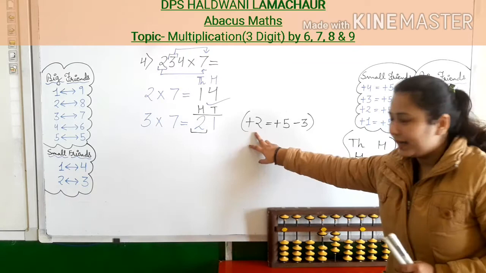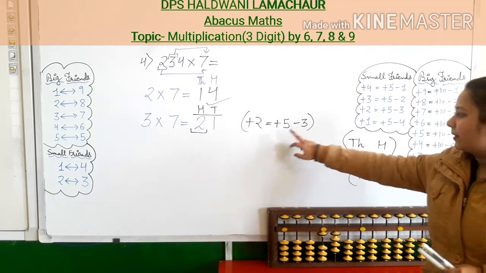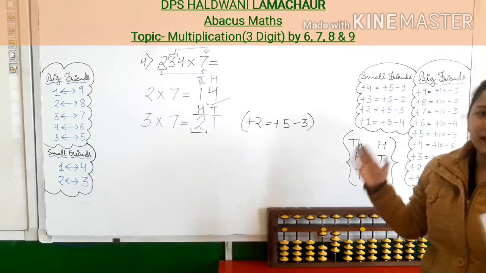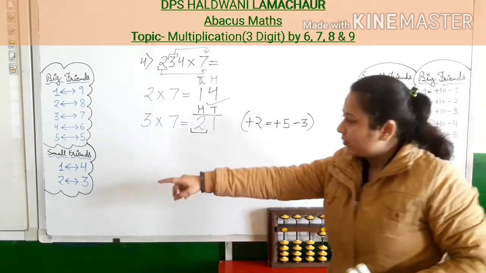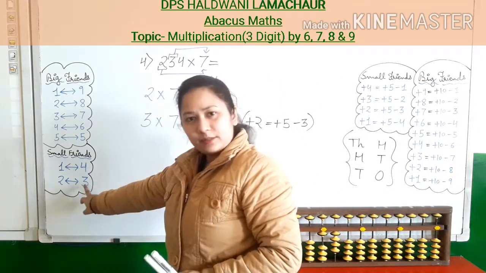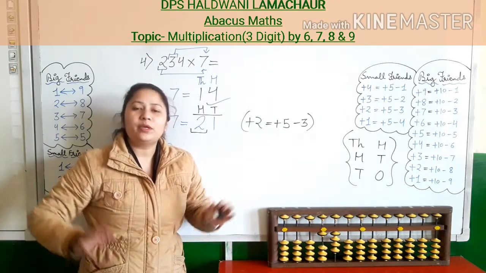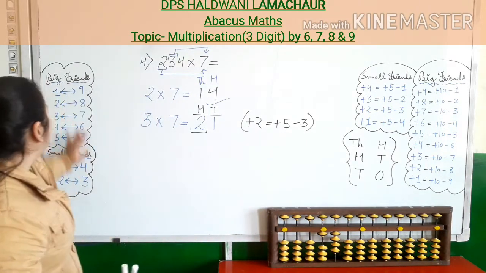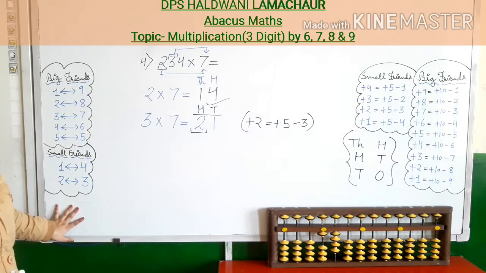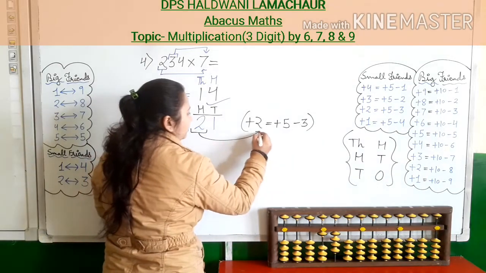How? For adding any number using small friends, the first number which you will add is 5, and then you will subtract the friend. Now who is the friend of 2? See the small friends: the friend of 2 is 3. So you will subtract 3. This way you can make these formulas by yourself by only learning the big friends and small friends. Now for adding 2 you will use this formula.